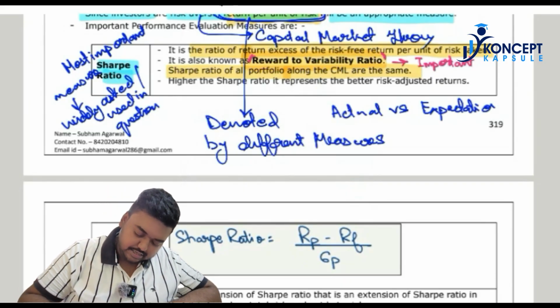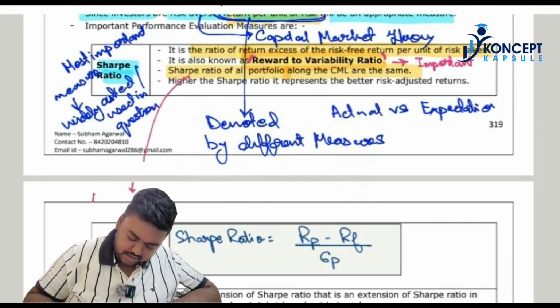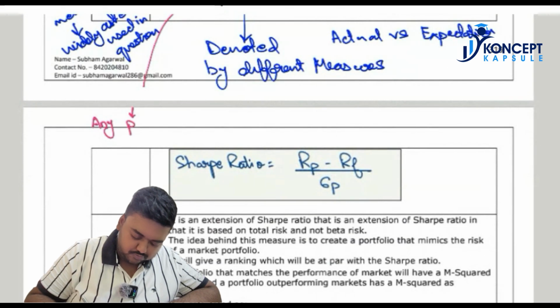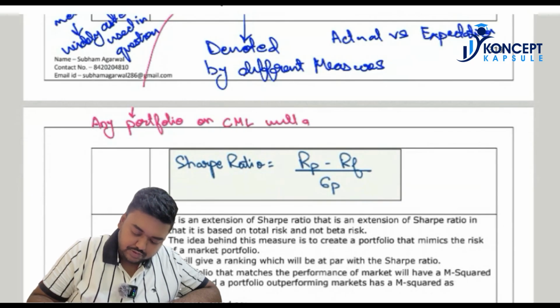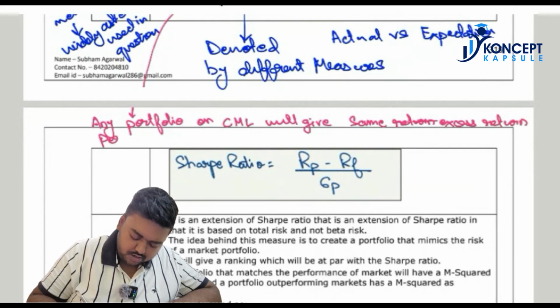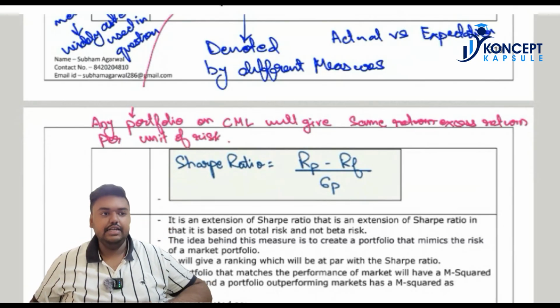It is saying that any portfolio on the CML will give the same excess return per unit of risk. Are we clear, guys? Okay.